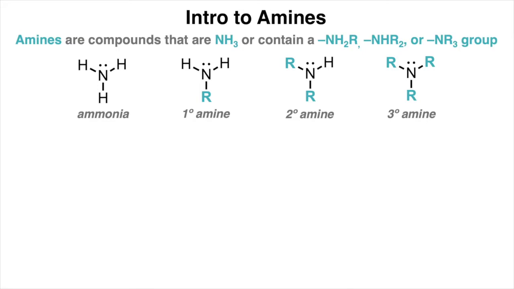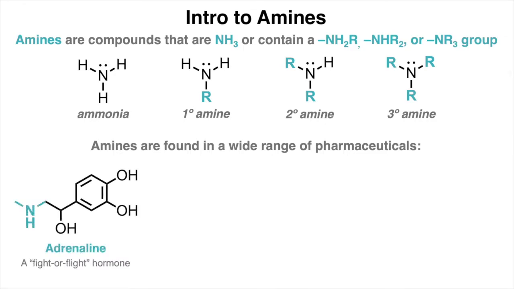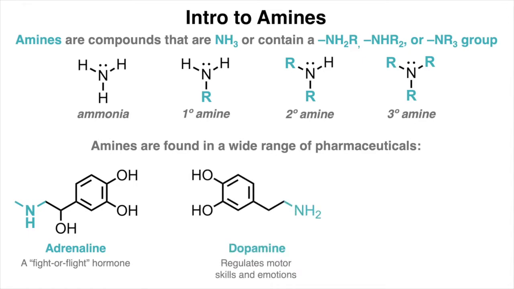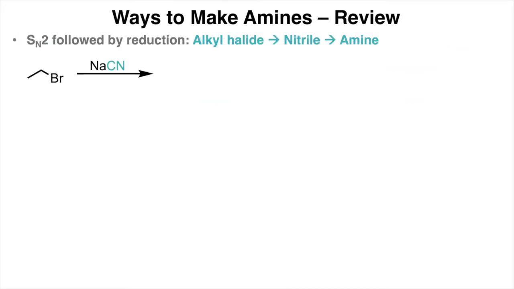Amines are either ammonia, or NH3, or they are compounds that contain a primary, secondary, or tertiary amine, depending on the number of carbon atoms that are connected to the nitrogen atom. Amines can be found in many molecules found in nature, as well as many drug molecules. Some examples are adrenaline, which is a fight-or-flight hormone in our bodies, dopamine, which regulates motor skills and emotions, and nicotine, which is an addictive and toxic compound found in tobacco.